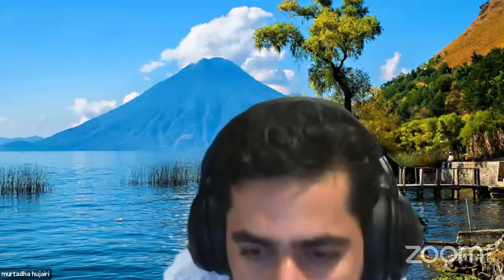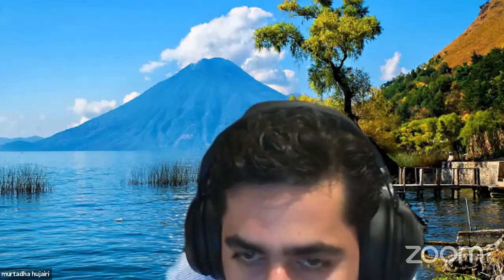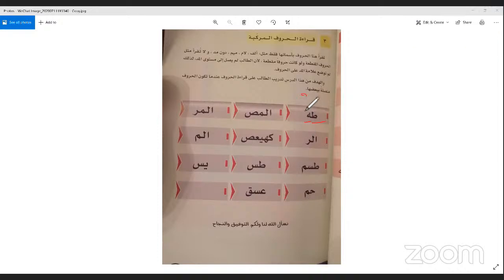Then after you finish recognizing all letters, you will use this now to read them while in the word, letter by letter. So now you will not read the word, you will read ta and, what is this one? This one is ha at the end. Oh, the ha. Yeah, Taha.